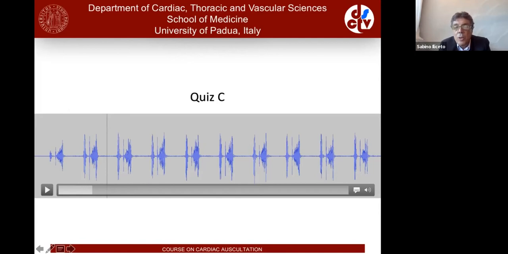So it could not be mitral stenosis because we don't have the mitral stenosis murmur. But we have something more. We have the first sound, the second sound, and here a mid-systolic click and a late systolic murmur. This is mitral valve prolapse, exactly the opposite of the previous one.